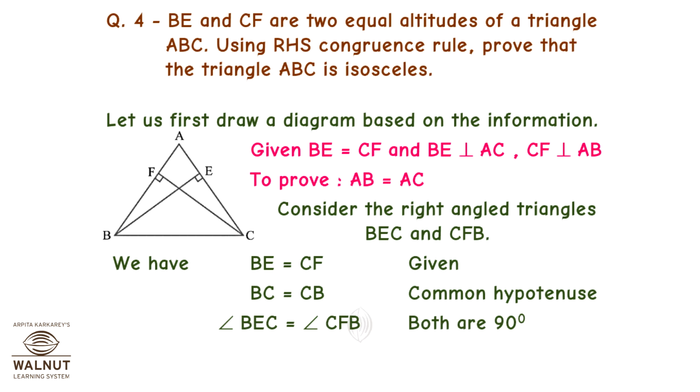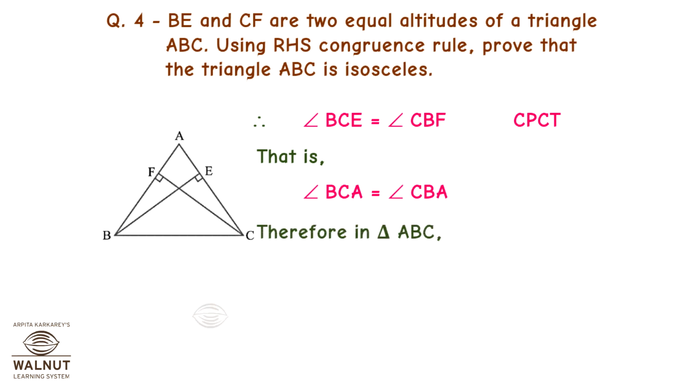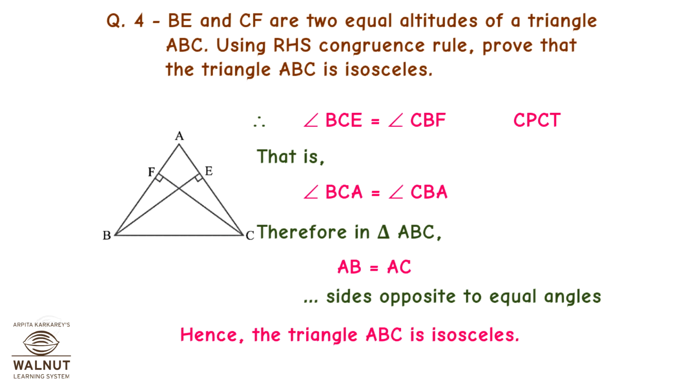Angle BEC is equal to angle CFB, both are 90 degrees. Therefore, triangle BEC is congruent to triangle CFB by RHS rule. Therefore, angle BCE is equal to angle CBF, CPCT. That is, angle BCA is equal to angle CBA. Therefore, in triangle ABC, AB is equal to AC, sides opposite to equal angles. Hence, the triangle ABC is isosceles.